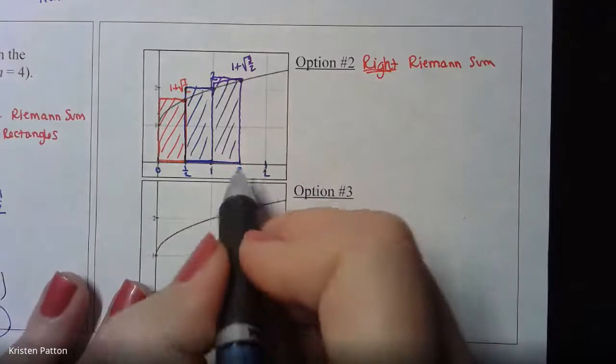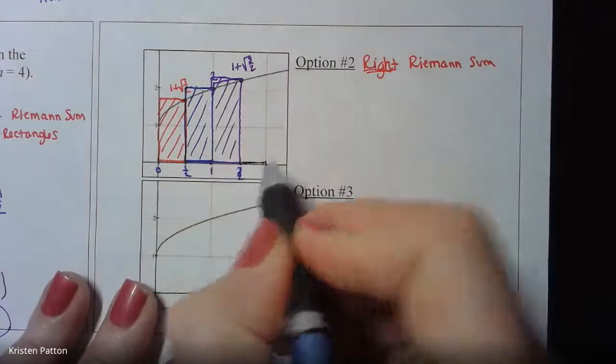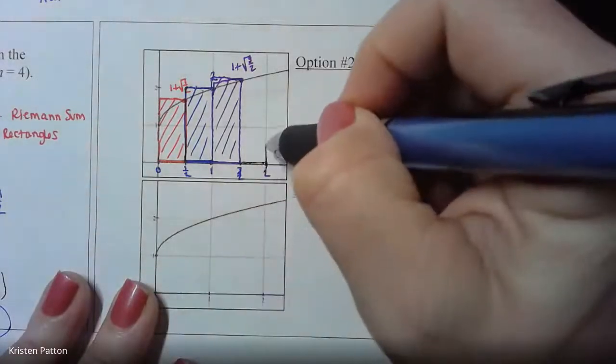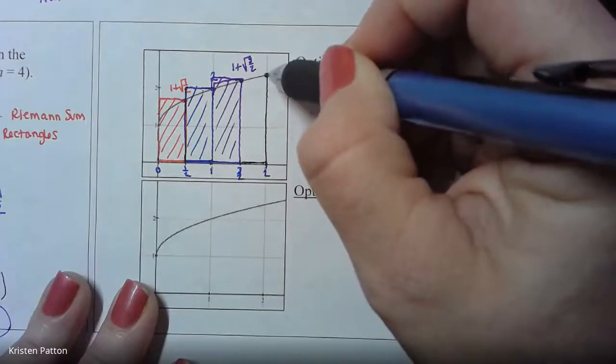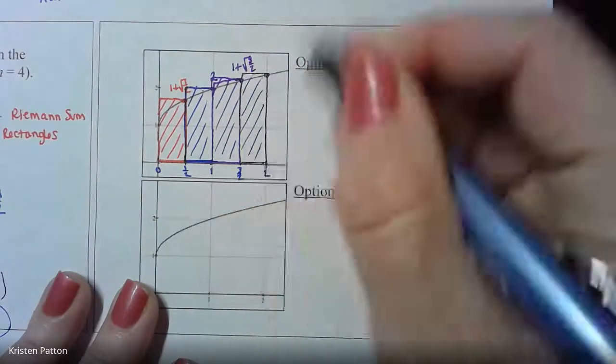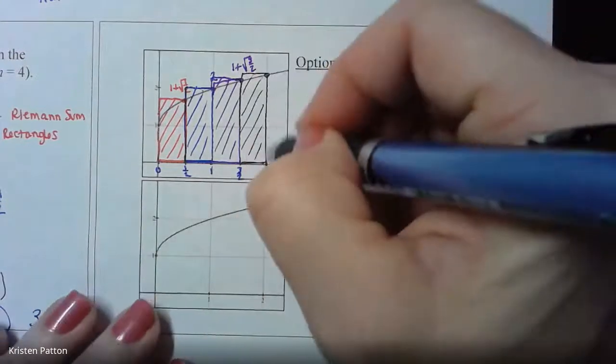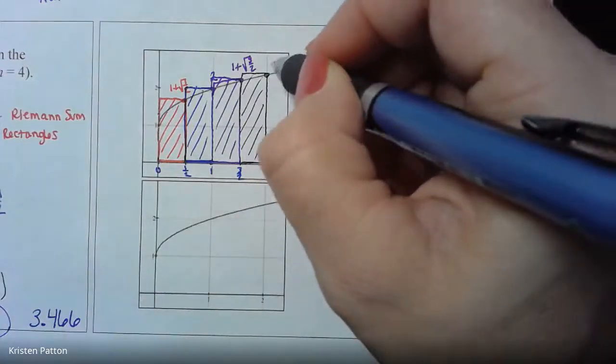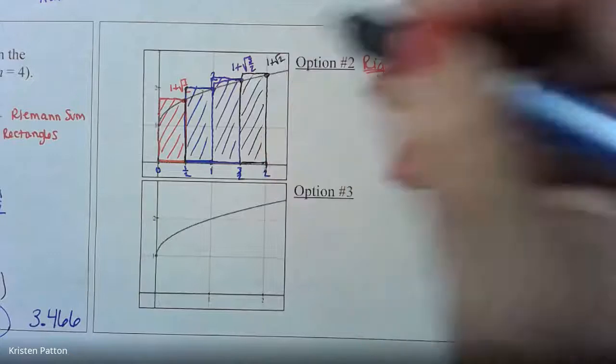And then last one, between 3/2 and 2, I go to the right side. I go up until I hit the curve. And there's my fourth rectangle. This point right here came from when x equals 2, so it's 1 plus radical 2.